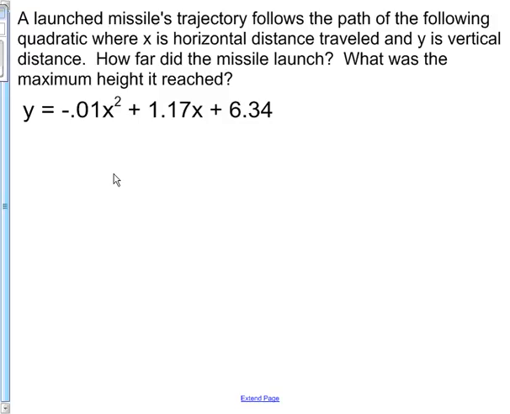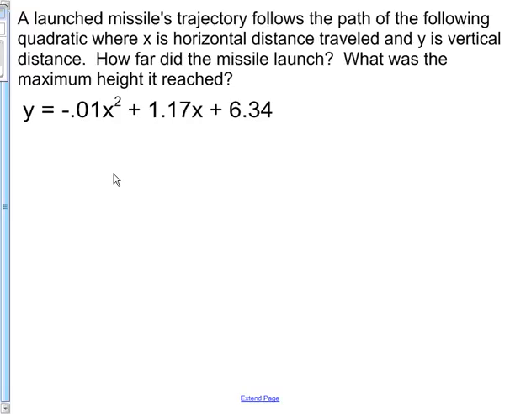So this is an example of a problem where you're given a situation and the equation that models the situation. Then they're going to ask some questions. So what we need to know how to do is relate what they're looking for with the mathematical process that will find that. So here we're talking about a launched missile's trajectory, which is the path it follows. And it is quadratic, where x is the horizontal distance and y is the vertical distance, or the height.